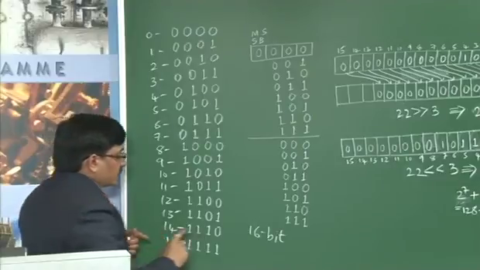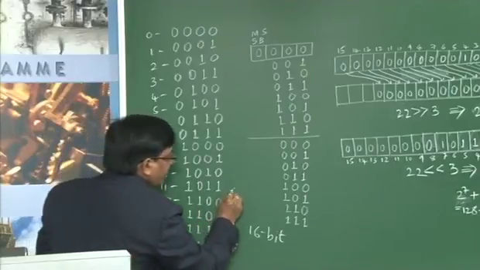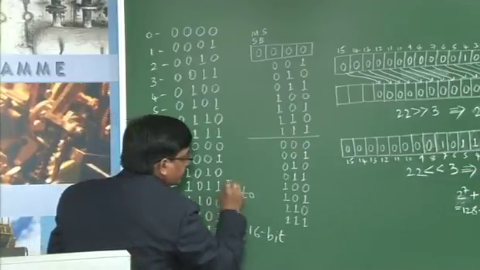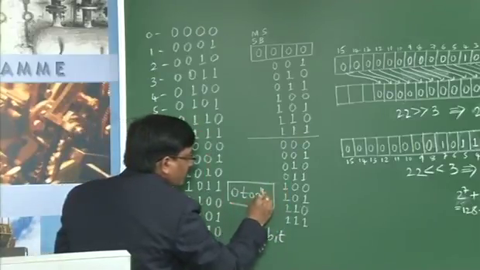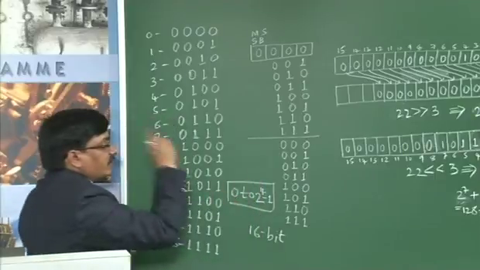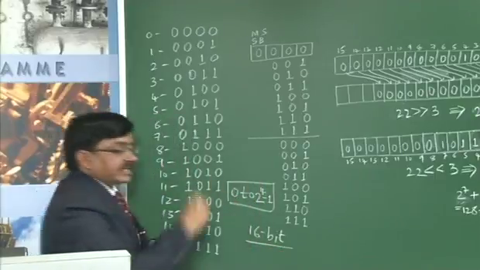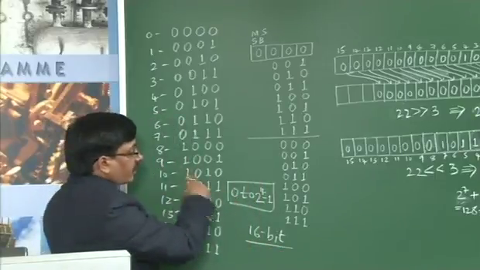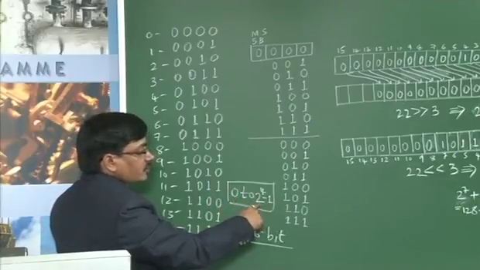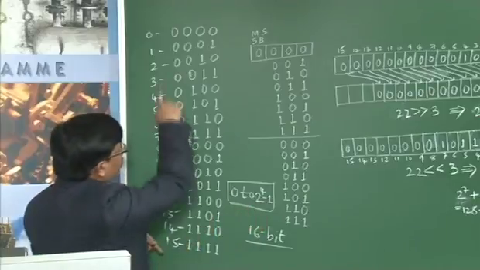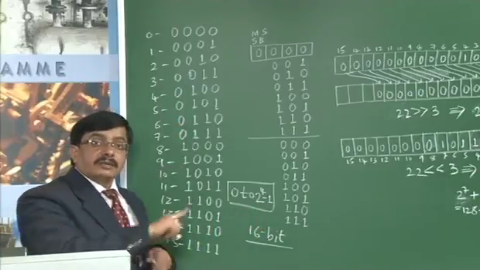So the range we can have here is 0 to 2 raised to 4, which is 16. I can write 2 raised to 4 minus 1. If I am using 4 bits, then the sequence is from 0 to 2 raised to 4 minus 1. 2 raised to 4 is 16, and 16 minus 1 is 15. So 0 to 15 we can have as different positive values.